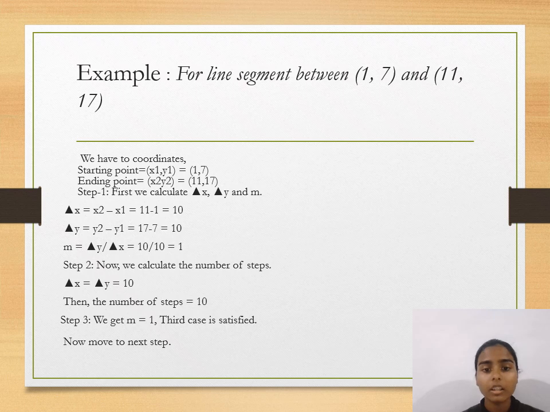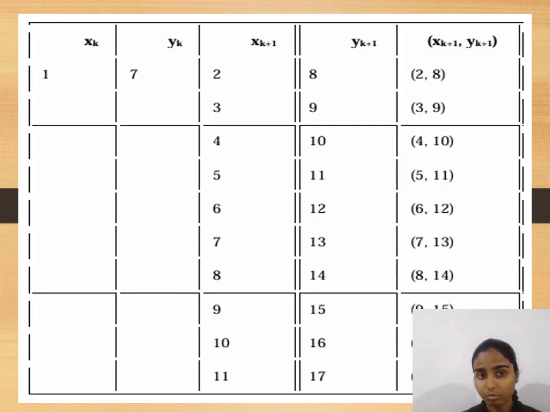Now we have to calculate the number of steps. Delta x equals delta y equals 10, then the number of steps is 10. The number of steps in this solution is 10. Now we get the value of m, and the value of m is 1. The first case is satisfied. Now we move on to the next step.